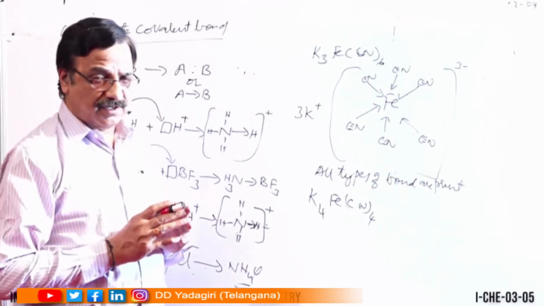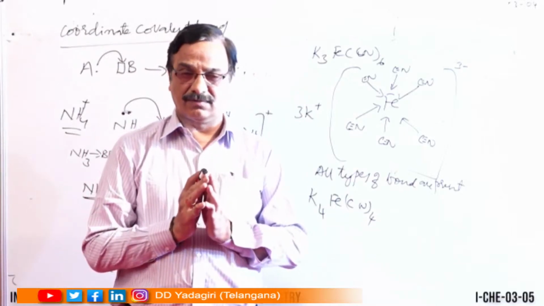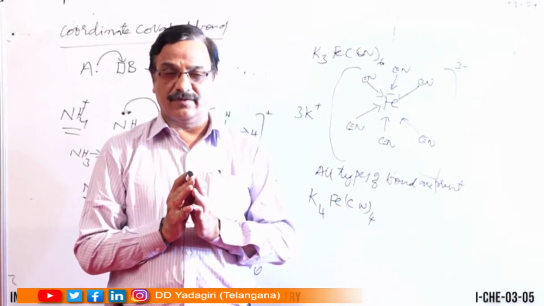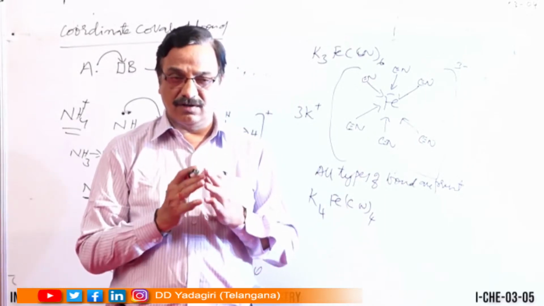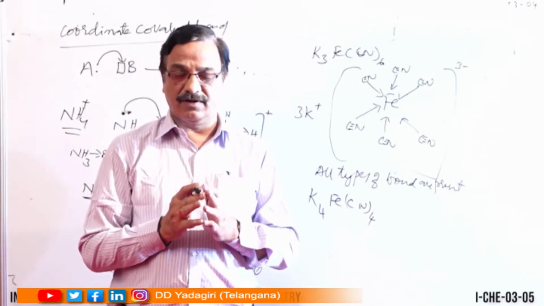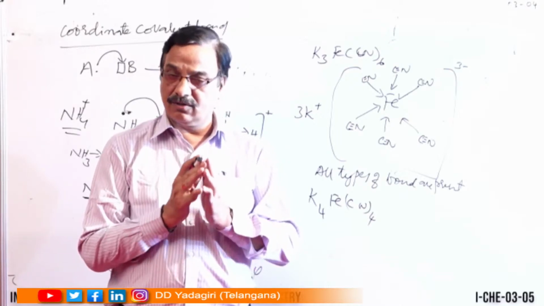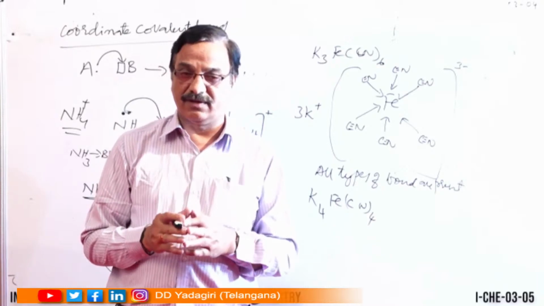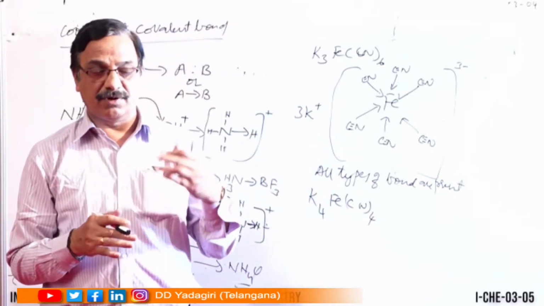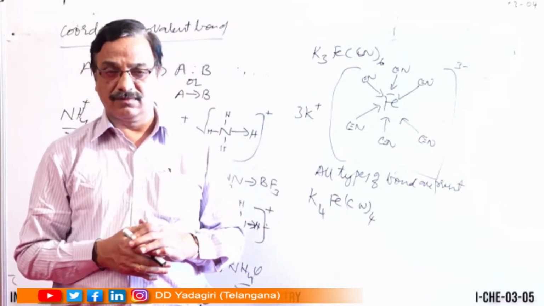Once the bond is formed, there is no difference between covalent bond and coordinate covalent bond. So what are the properties existing for the covalent bond? Equally applicable to coordinate covalent bond.